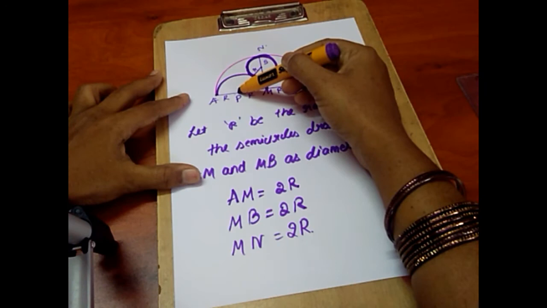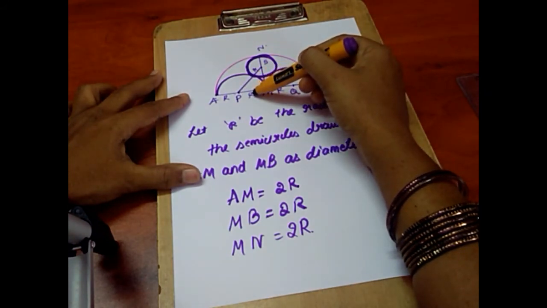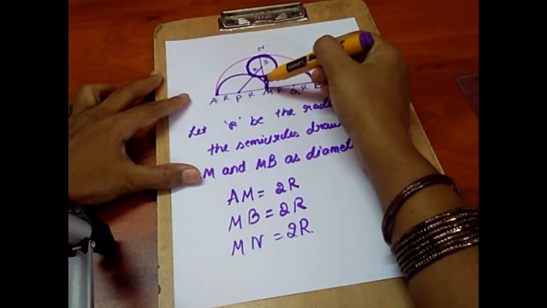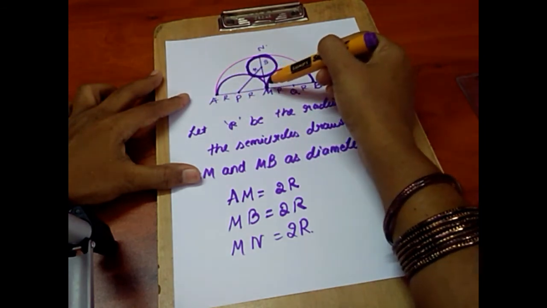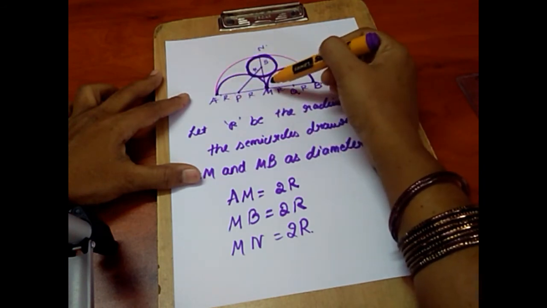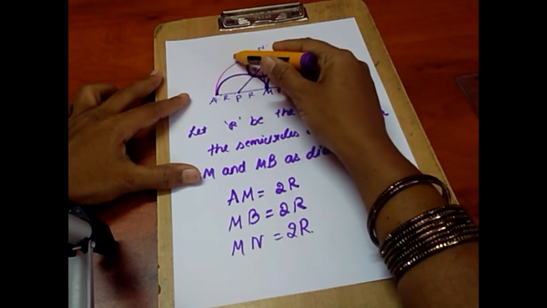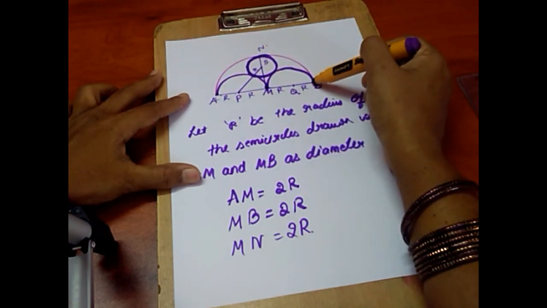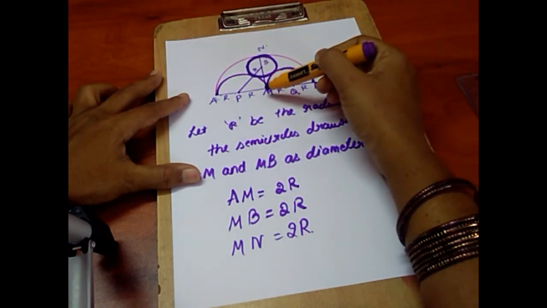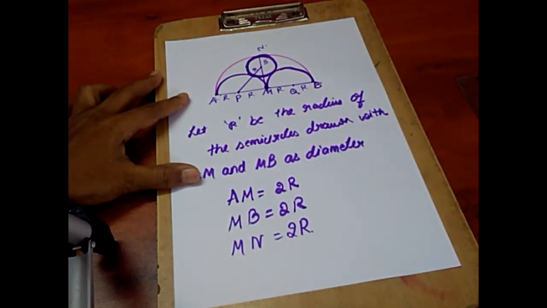We consider the radius of the small semicircle as capital R. Hence, the diameter AM will be twice the R and MB will be twice the R. AM and MB is nothing but the radius of the bigger semicircle, the third semicircle. Hence, the measure of MN is also equal to 2R. Just keep this point aside.